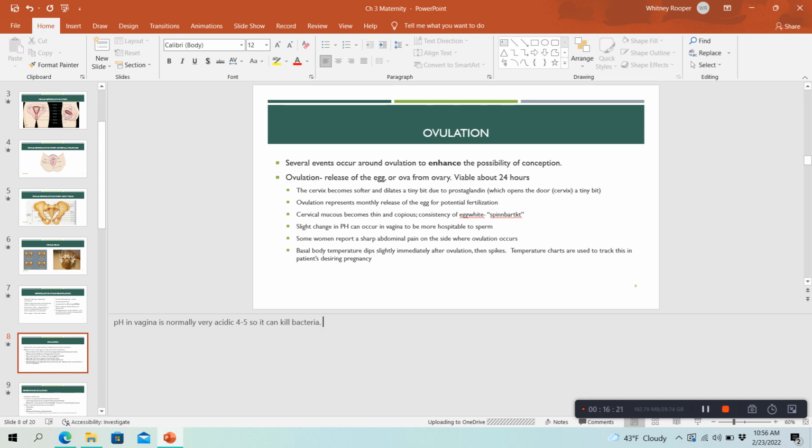It is not sterile. Now, a pH of 4 to 5 is not really very hospitable to sperm. It will kill sperm. So one of the things that happens is that there's a pH change around ovulation to bring the pH up a little bit so it's not so inhospitable. The other thing that happens is that something is released by the prostate gland in the ejaculate, in the semen, that is very basic. So it kind of neutralizes the acid.